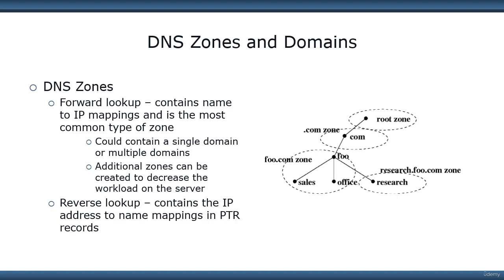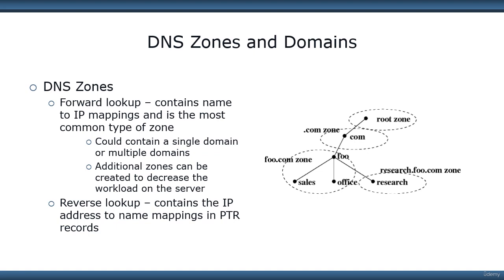Okay, so for instance, look at the foo.com zone that has a sales.foo.com and an office.foo.com, all within that same circle. That just means one DNS server or a group of DNS servers manage name resolution for all three of those domains. Whereas research is split off into its own zone, so that's delegated to a particular name server. So it's all about spreading the load, decreasing the workload on a particular server.